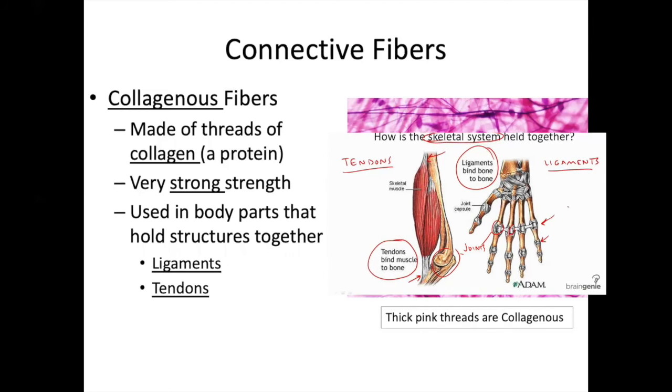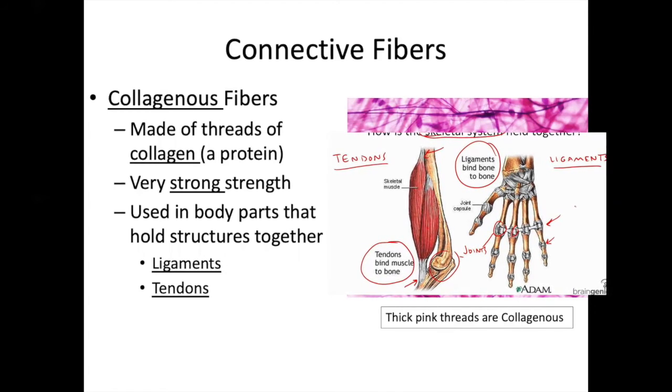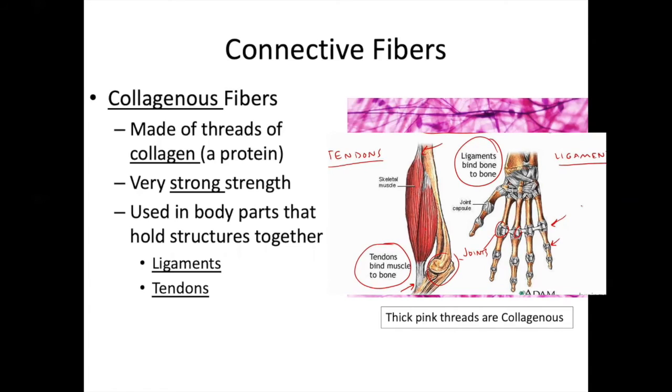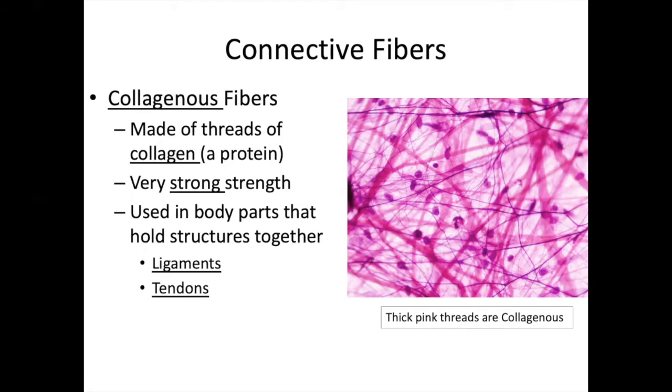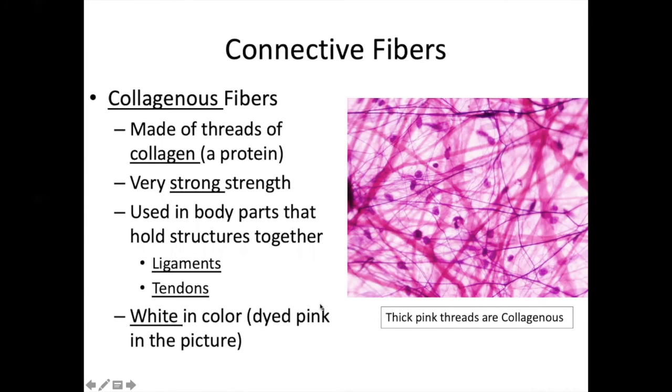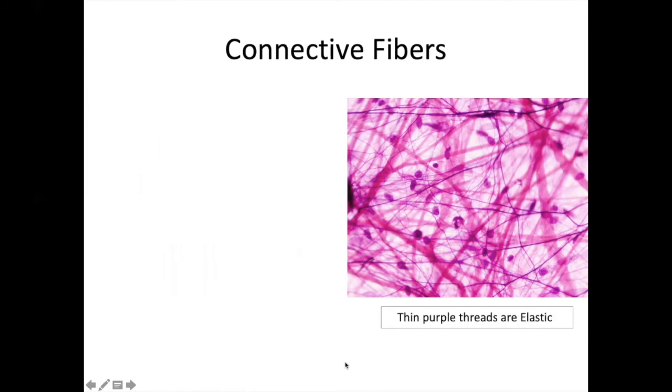Like I said, ligaments are used to tie your bones together. So your femur, which is the bone in your thigh, and the tibia and fibula, which are the bones in your lower leg, are all tied together with ligaments. And then tendons are what's holding your muscle to your bone. We don't want those things to ever rip. They got to be strong or you're just going to fall apart. So collagenous fibers are the really strong ropes. And they're typically white in color. They're pink in this picture because we always use a purple or pink dye so we can see better.